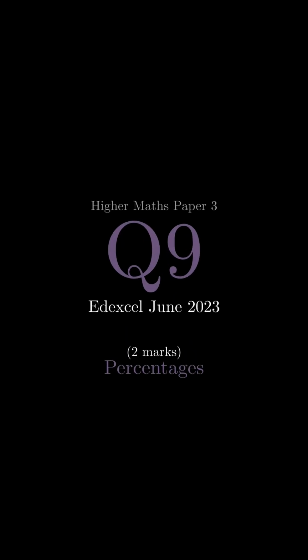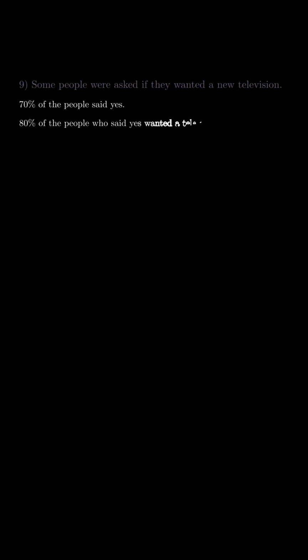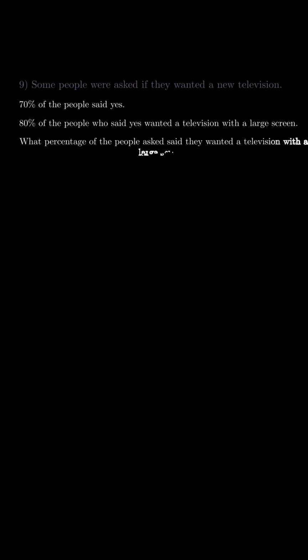Question 9. Some people were asked if they wanted a new television. 70% of the people said yes. 80% of the people who said yes wanted a television with a large screen. What percentage of the people asked said they wanted a television with a large screen? We want to know the number of people who said yes and want a large screen. 70% said yes, 80% of those 70% want a large screen. The percentages become decimals and the "of" becomes times. So we get 0.7 times 0.8, which equals 0.56, which is 56%.